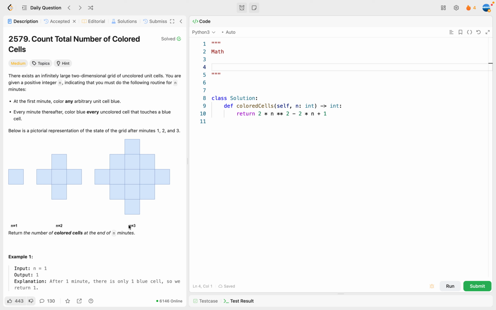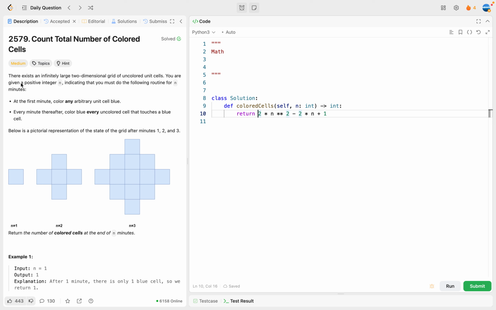Let's look at today's daily challenge problem: Count total number of colored cells. This problem actually is more math than coding. So here we write the solution out directly. This is the final solution, just one line of code. The thing is how to derive this formula, right?